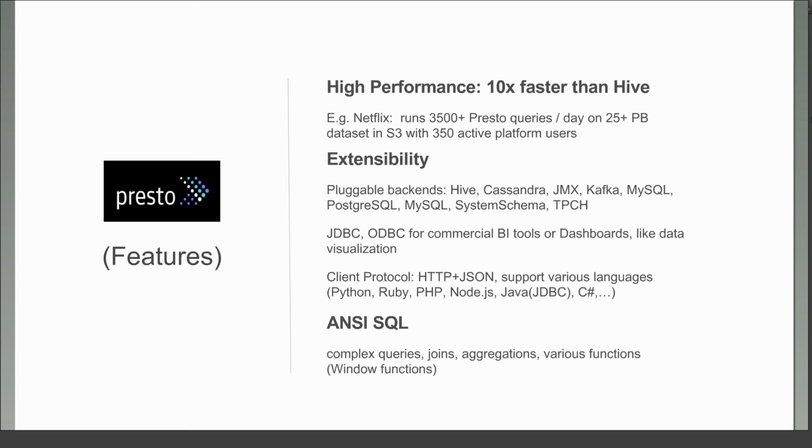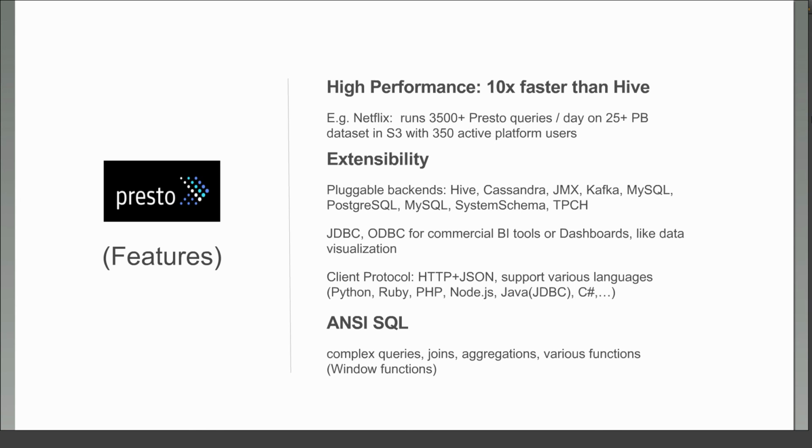Netflix, as a proof point, as I said, there are many production deployments of Presto. Netflix is just one of those. Netflix, they run 3,500 Presto queries a day on a data set that's 25 petabytes in scale, all of it sitting in S3, and they have on the order of 350 active users working with this data.